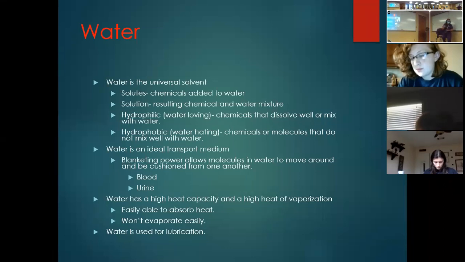Another example of water is your urine. Kidneys make urine. Kidneys filter all of your blood. In fact, 25% of all of the blood for every heart pump goes directly to your kidneys.